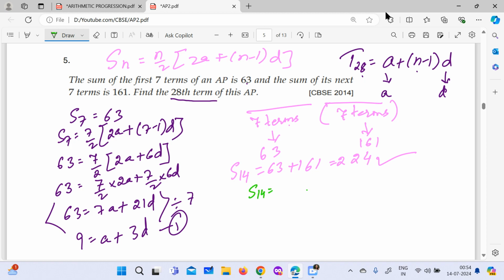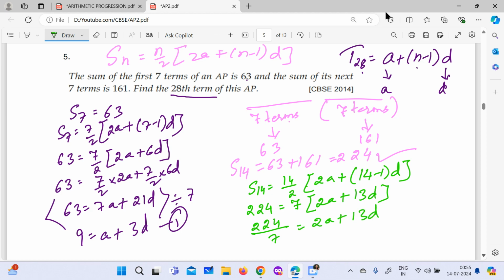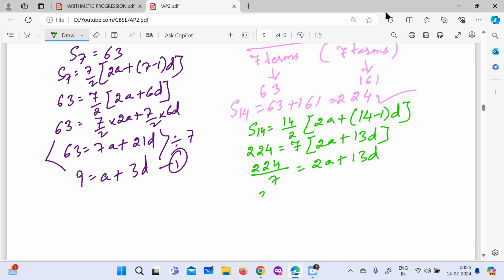So S14 equals 14 over 2 times 2a plus 14 minus 1 times d. The S14 value we have is 224, that is equal to 7 times 2a plus 13d. Now we bring this 7 to this side and it will become 224 over 7, that is equal to 2a plus 13d, and hence, 7 threes are 21 and 7 twos are 14, so 32 equals 2a plus 13d.